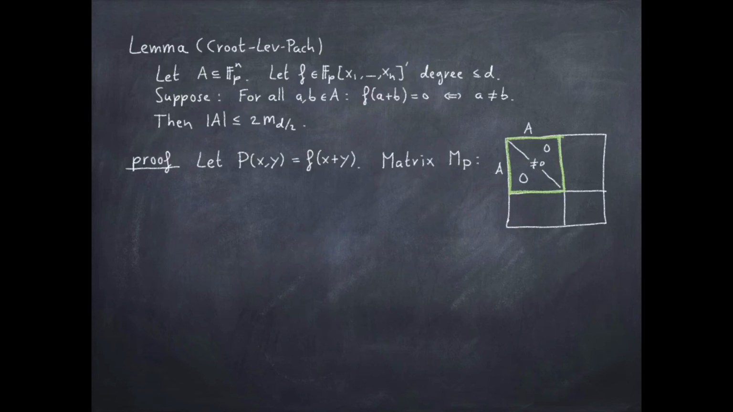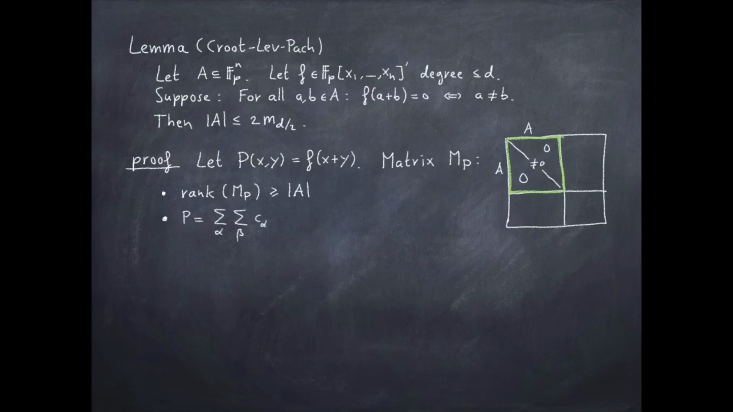Note that the submatrix indexed by the elements of A is a diagonal matrix with non-zero elements on the diagonal. This is because f of a plus b is equal to 0 if and only if a is not equal to b. From this we conclude that the rank of the matrix M_P is greater than or equal to the number of elements in A. The next step in the proof will be to upper bound the rank of M_P.